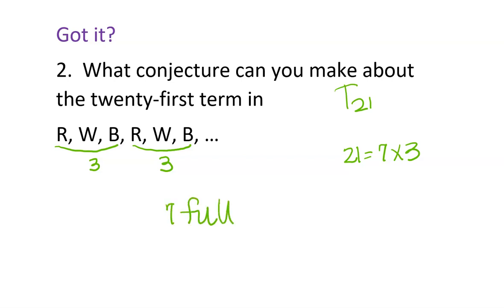7 full patterns equals blue. Or B. I shouldn't say blue. I just made that up. B. So the 21st one would be B. Now, if there's not very many, you could actually write 21 of these terms out and find out what letter's there. But if it had 150, obviously you would want to find a pattern to support that.